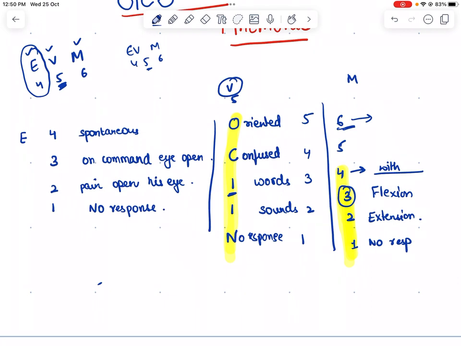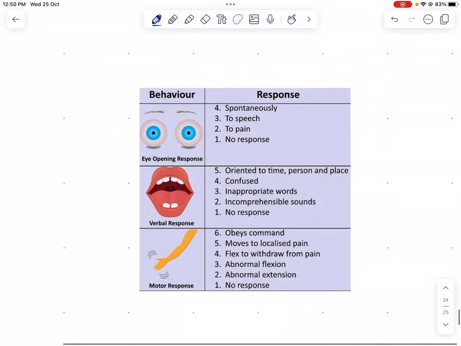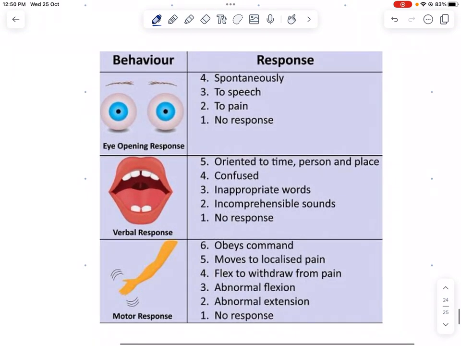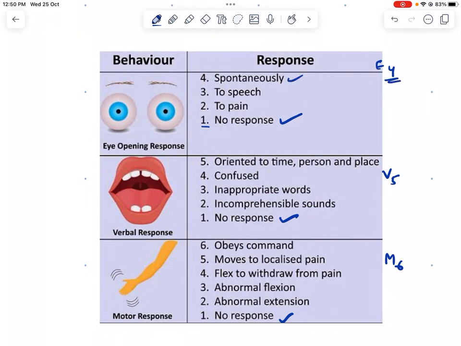Now let's apply these mnemonics on a few questions. First of all I will show you the actual GCS score. For 1, as we see, there is no response. Now for E, V and M, please write 4, 5 and 6. For 4, spontaneous eye opening is there, then the person opens his eyes on speech, and after that the person opens his eyes on pain, and 1 is for no response.